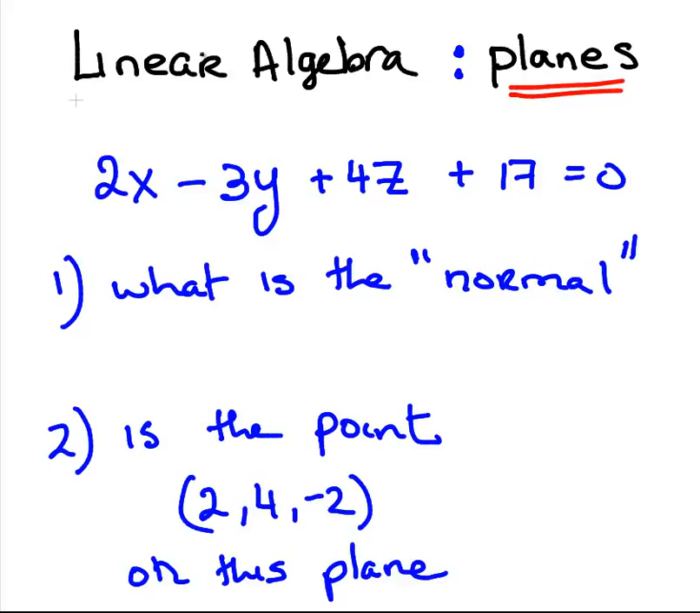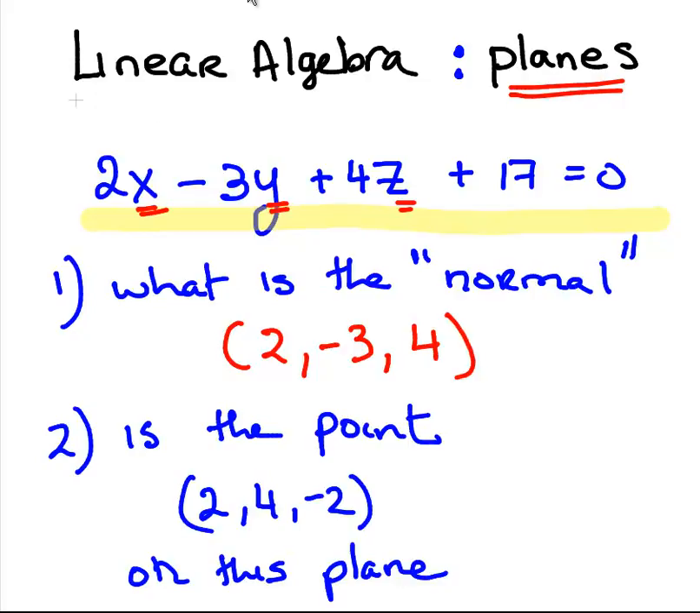This is our plane, the equation of our plane here: 2x minus 3y plus 4z plus 17 is equal to 0. The first thing we're asked to do is simply state what the normal is. We have three-dimensional space, so three dimensions, x, y, and z. The normal is those coefficients associated with x, y, and z. So the normal is 2, minus 3, and 4.